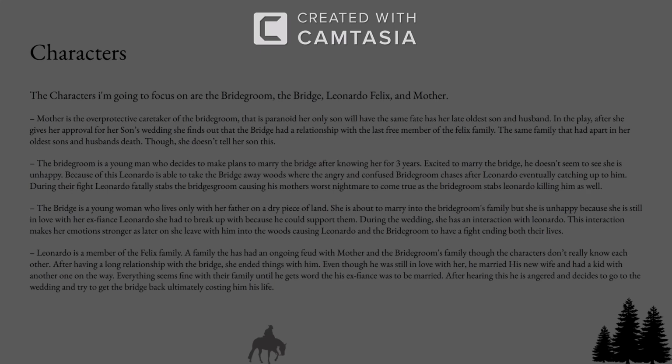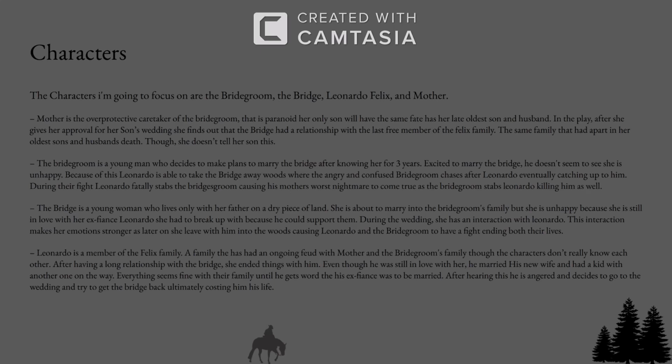All of a sudden, she didn't want to get married. She just wanted to be with Leonardo. So she was betraying the societal norm of being a bride by wanting to have an affair with Leonardo, which caused her to go out into the woods and get Leonardo and the bridegroom killed.